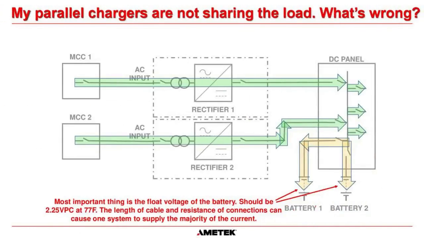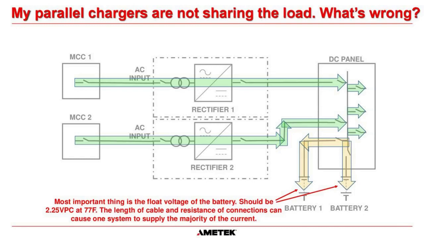The most important thing in any charger system is that the float voltage of the battery is kept to what is required at 77 degrees Fahrenheit, or whatever your switchgear room is, or wherever your battery is. At 77 degrees, most lead acid batteries need to be charged at 2.25 volts per cell. That means you have to have 135 volts at the battery terminals. I hope you understand that. It's 135 volts at the battery terminals.